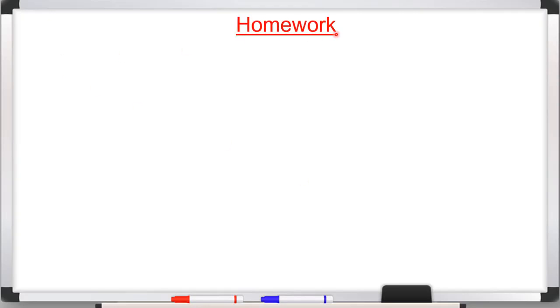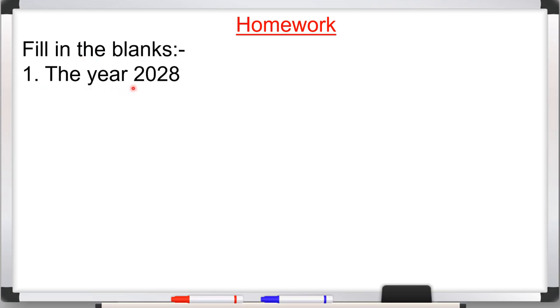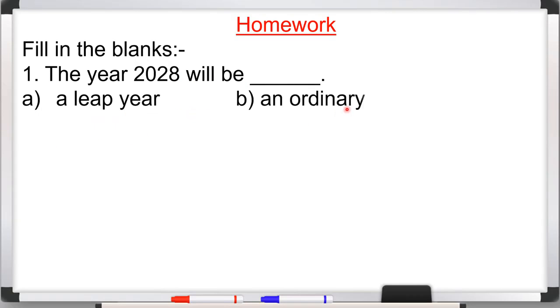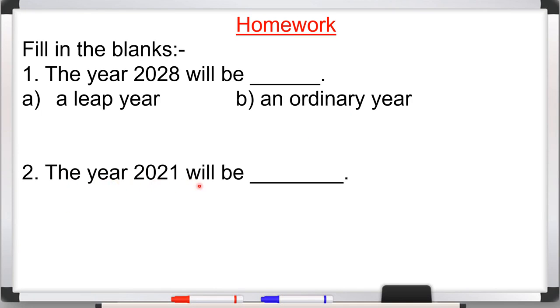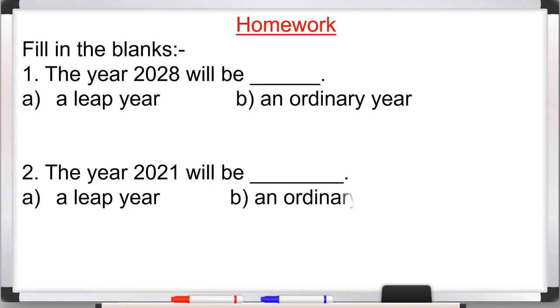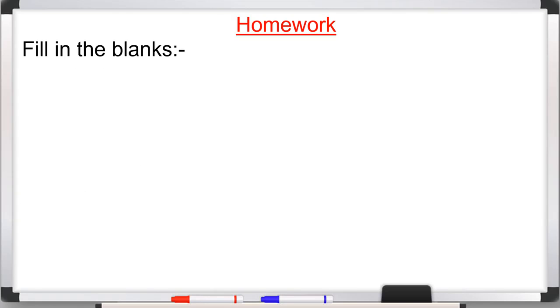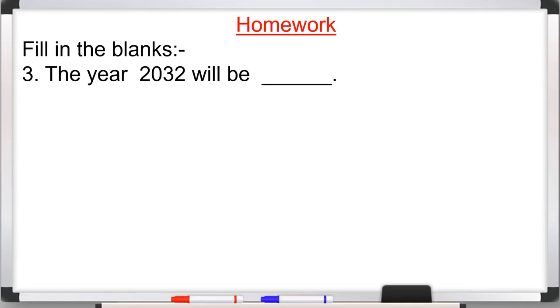Now today's homework, fill in the blanks. Question number 1. The year 2028 will be dash. A, a leap year, or B, an ordinary year. Now question number 2. The year 2021 will be dash. A leap year or an ordinary year. Okay. Question number 3. The year 2032 will be dash. A, a leap year, B, an ordinary year.